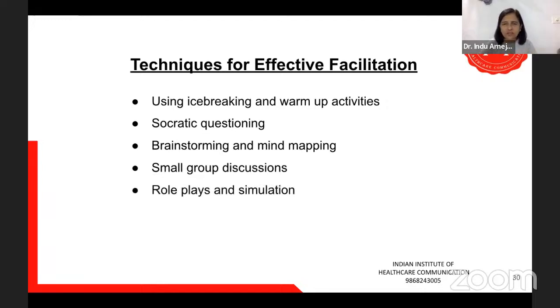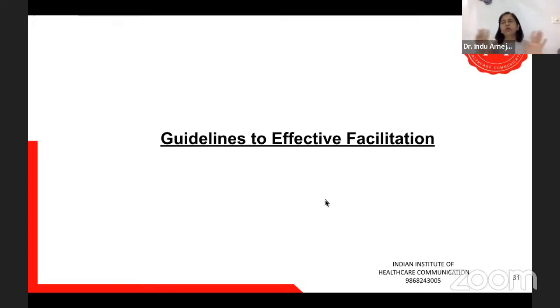Role plays and simulation are very good ways of engaging them. Of course, collaborative working projects or activities. These are all very good ways to facilitate your program. Make sure that you integrate these things in your facilitation.